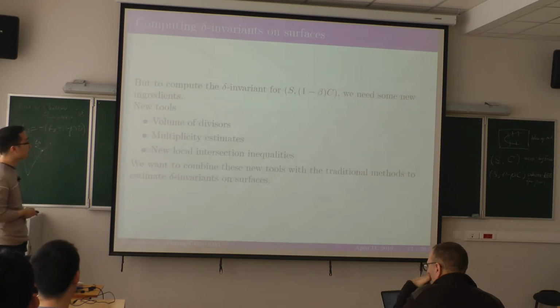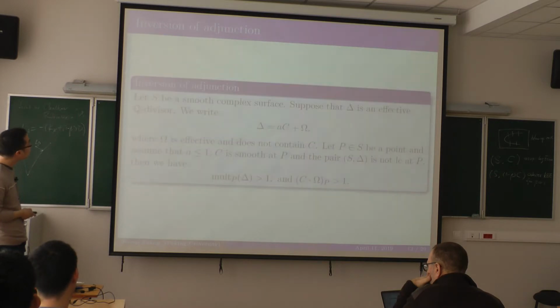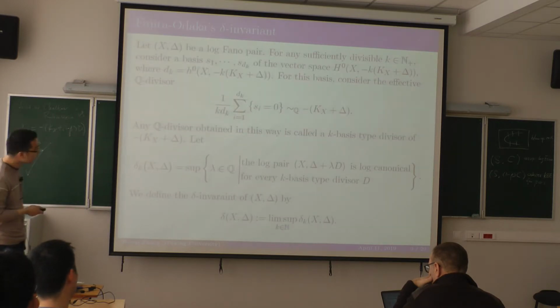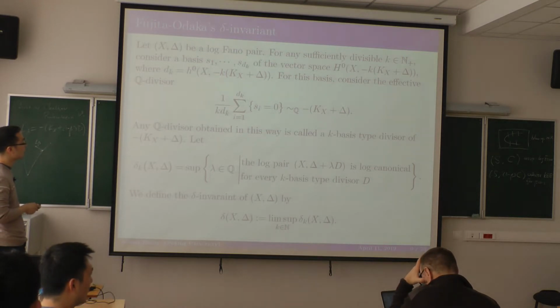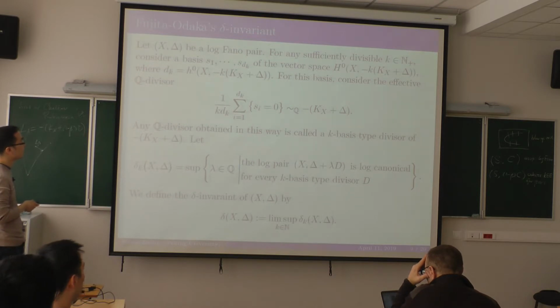But for delta invariant, this is not going to work, because from the definition of delta, you can see that we have to take a basis of the linear system, and we add them up. So especially if the multiple k is sufficiently large, then this divisor is very difficult to describe. Basically, we cannot control the behavior of this divisor. It's very complicated. And so this is a big difference between delta and alpha. And so we need to look for some other tools to control the basis divisor.